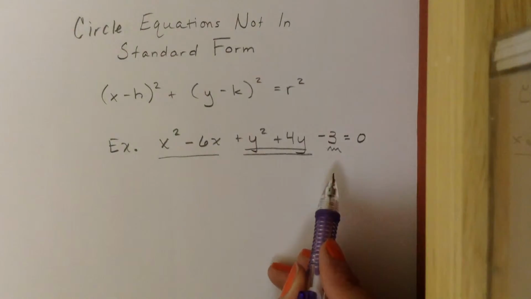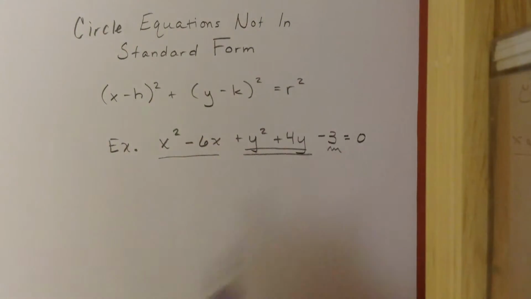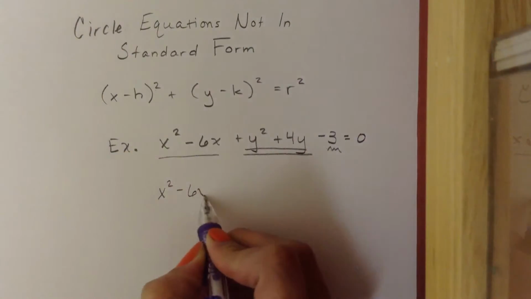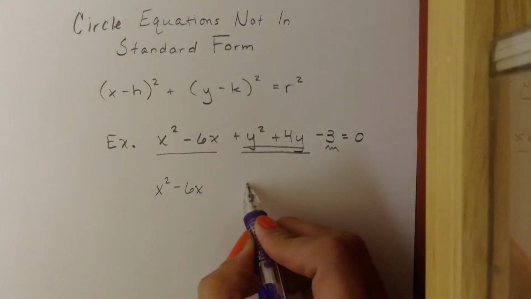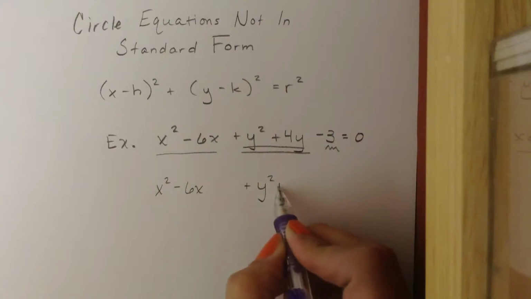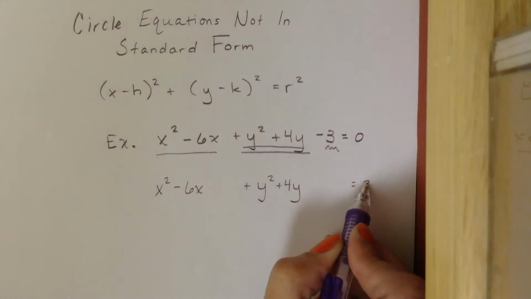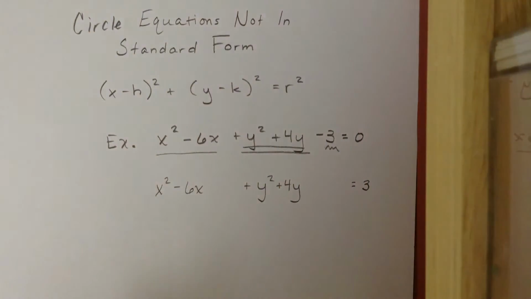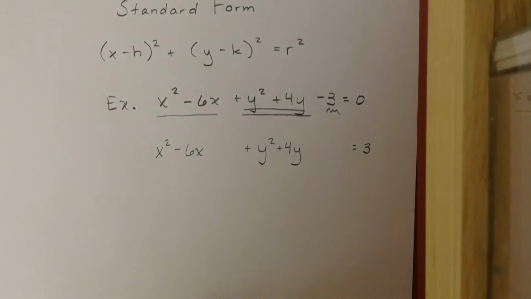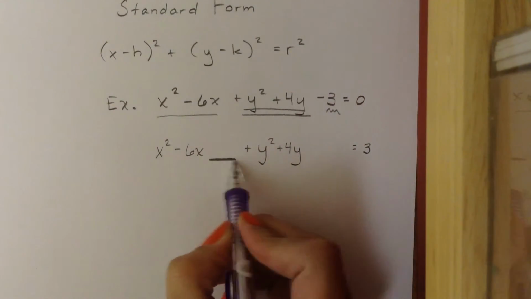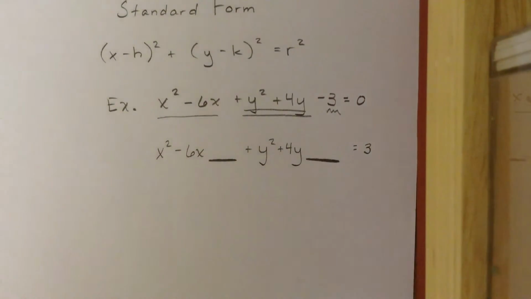So whenever we do our work with completing the square, we always start by moving this constant over. So I have x squared minus 6x, then I have y squared plus 4y, and over on this side now is going to be 3. Now is our work with completing the square. We need to think about what number I really want to go here and here. We need to fill in those blanks. How do we come up with those?